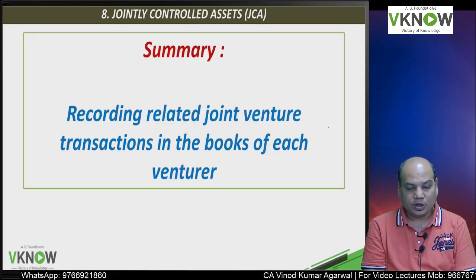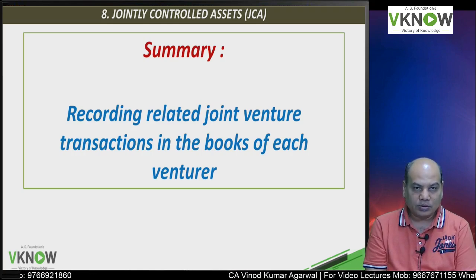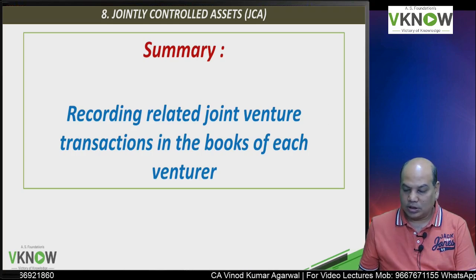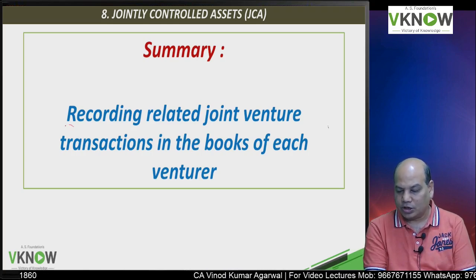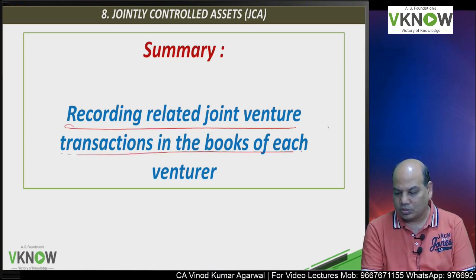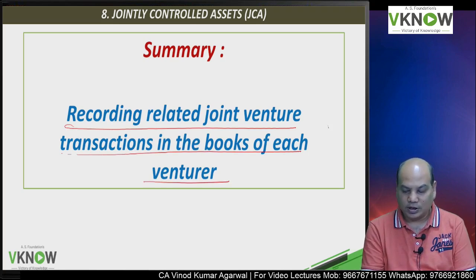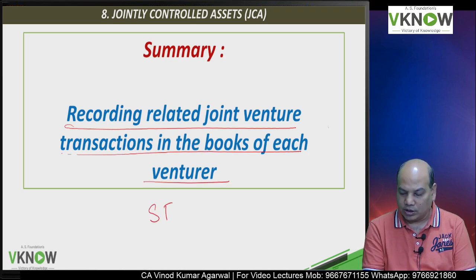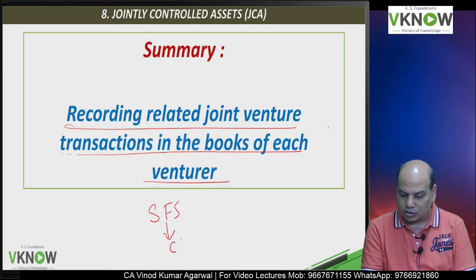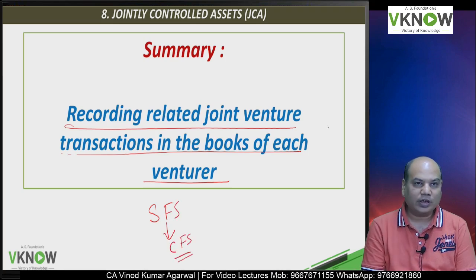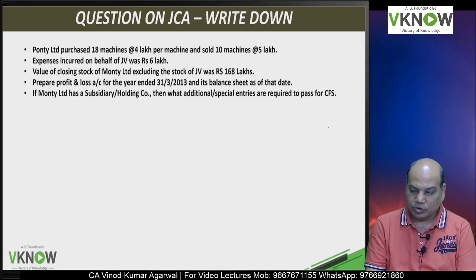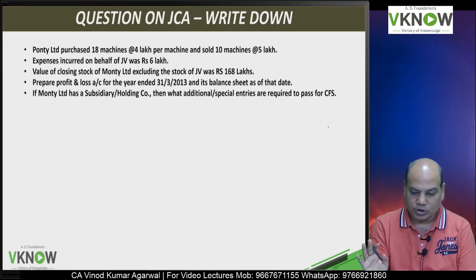So the summary of our discussion is, each venturer will record his transactions in his books. No new entity is created. Whatever you record in SFS will get transferred to the consolidated financial statement also. So I am going to dictate one question to you.